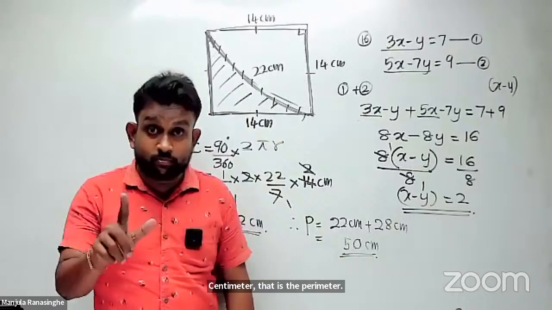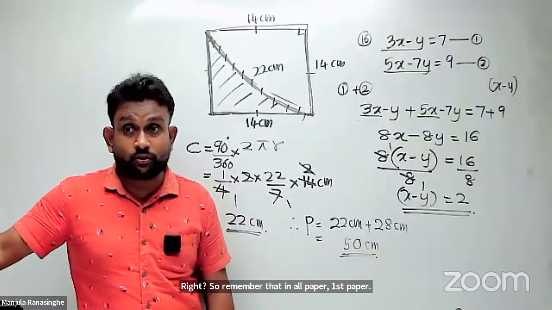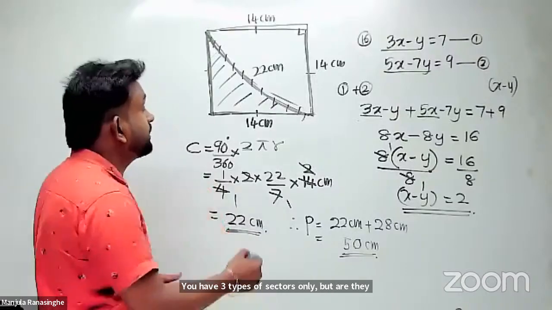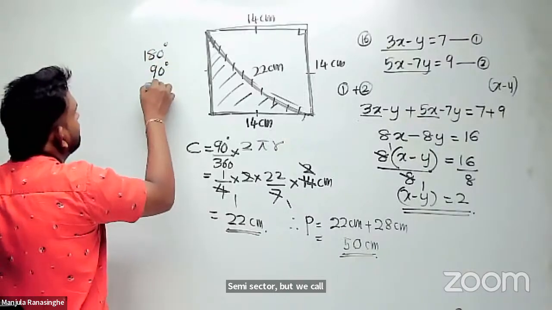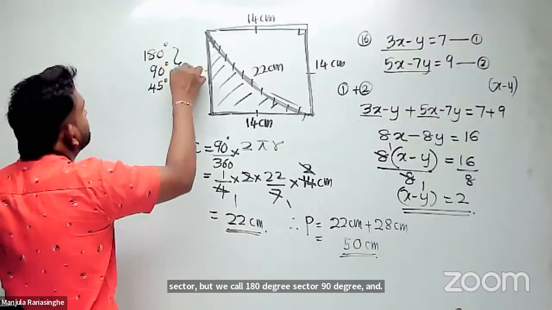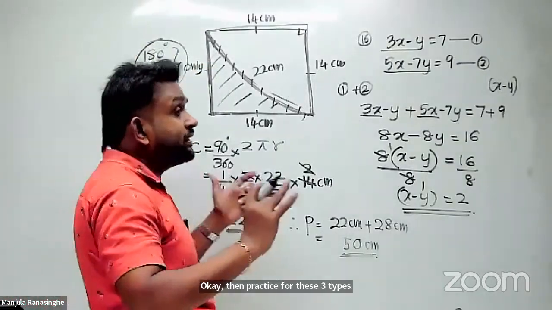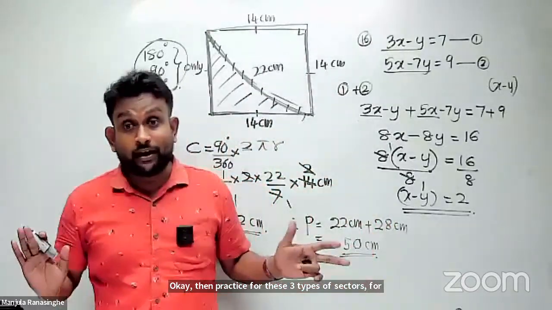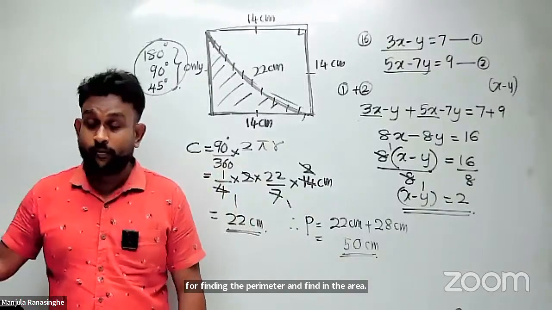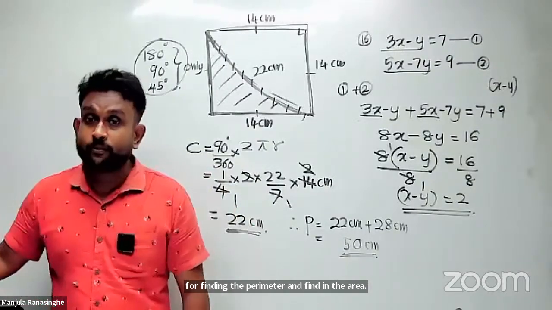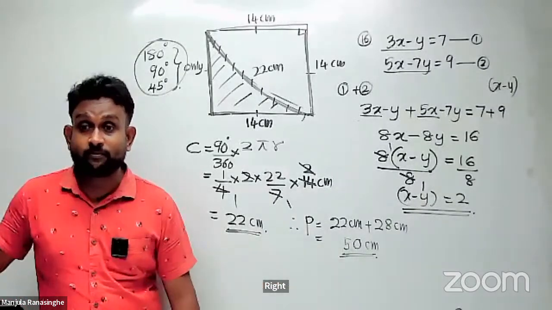Understood? Right. Remember that in the O-level paper, first paper, you have 3 types of sectors only. What are they? The semi-sector, what we call the 180 degree sector, 90 degree and 45 degree only. Then practice these 3 types of sectors for finding the perimeter, the arc length, and the area. The total perimeter asked is 50 centimeter.